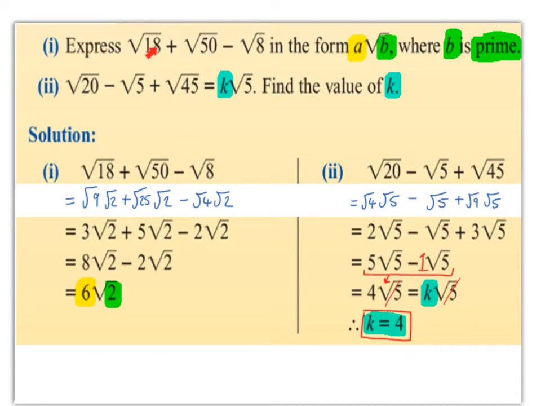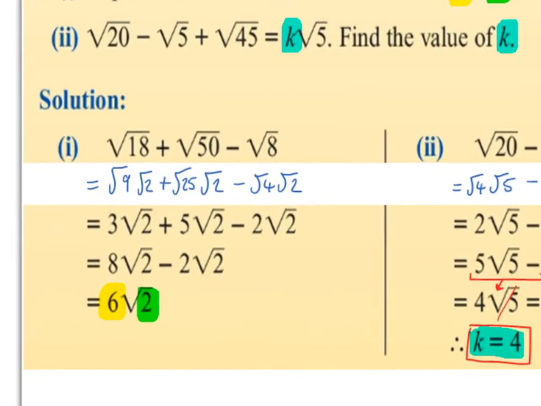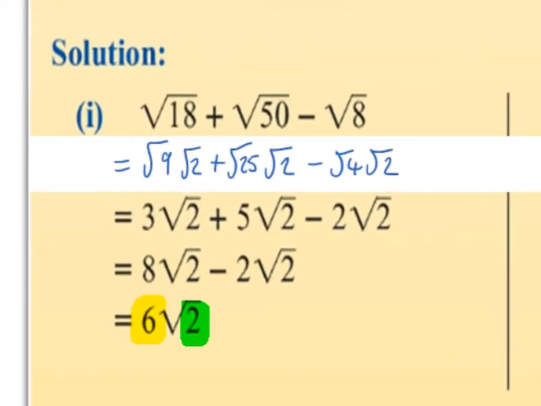Express root 18 plus root 50 minus root 8 in the form of a root b, where b is prime. So root 18 can be rewritten as root 9 root 2. Root 50 can be rewritten as root 25 root 2. And minus root 8 can be rewritten as minus root 4 root 2. The square root of 9 is 3, so you get 3 root 2. The square root of 25 is 5, so you get 5 root 2. And the square root of 4 is 2, so you get minus 2 root 2.